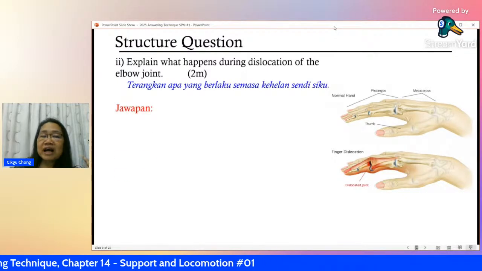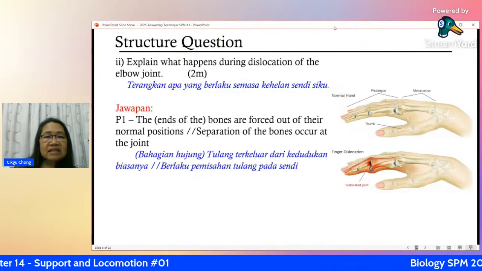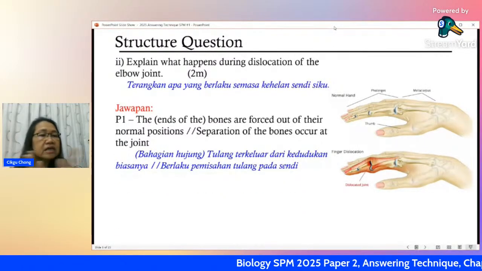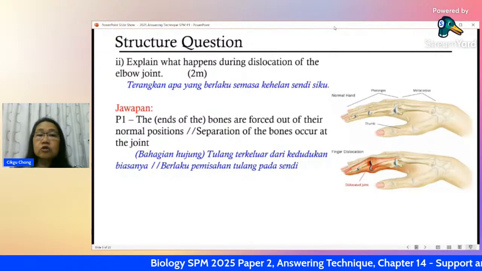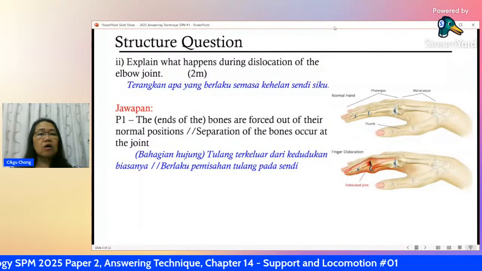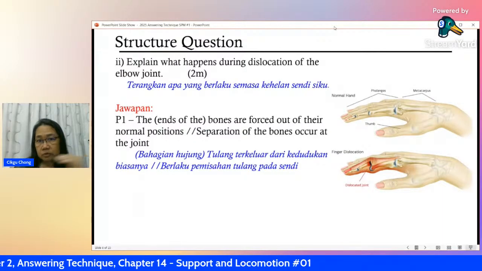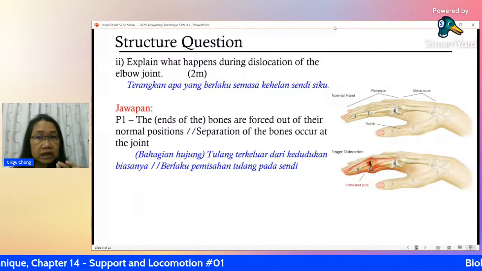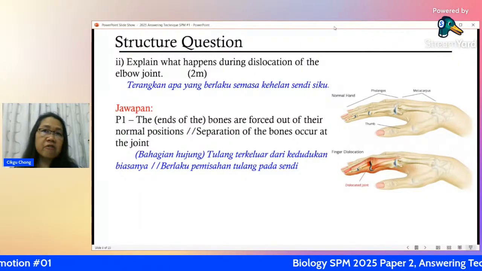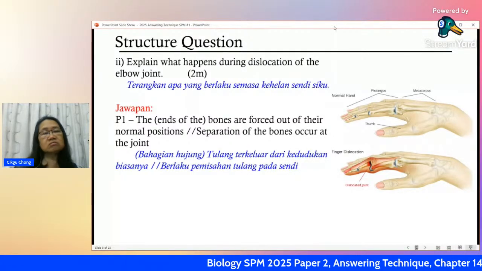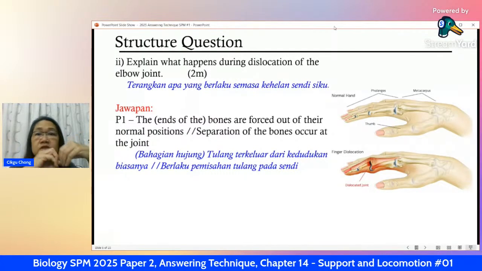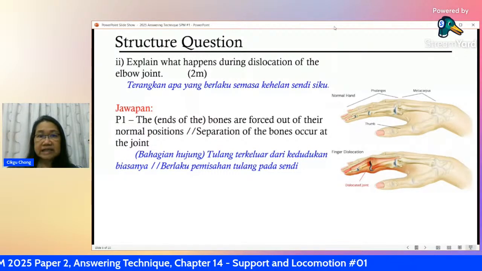Okay, so the answer: the ends of the bones, or you can say the ends is bracketed, you don't really need the words, the bones are forced out of their normal position. Or we say separation of the bones occurs at the joint. It's not that the bone is broken, so don't say the bone is broken or fractured, that is wrong. That is not dislocation. Dislocation is an injury that happens at the joint, not on the entire bone itself.